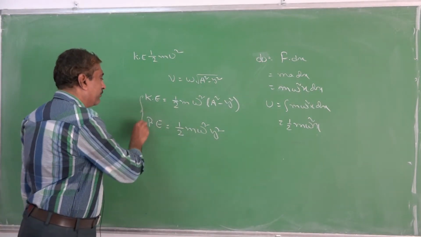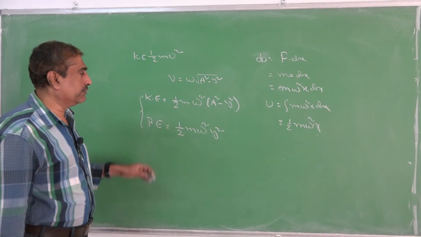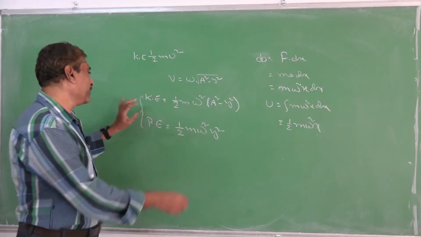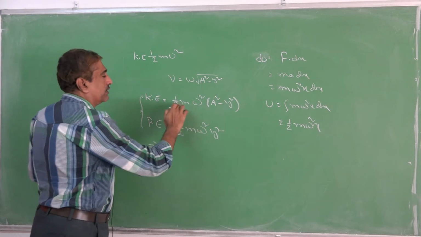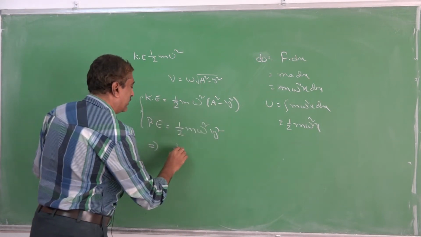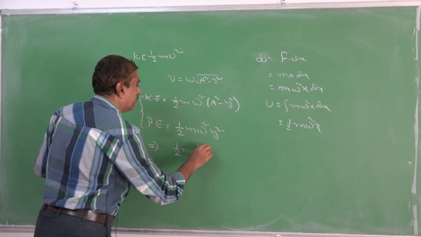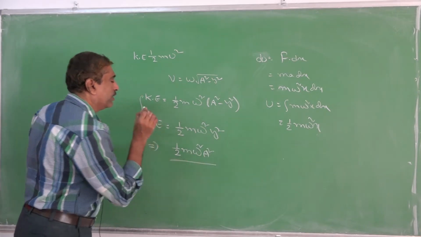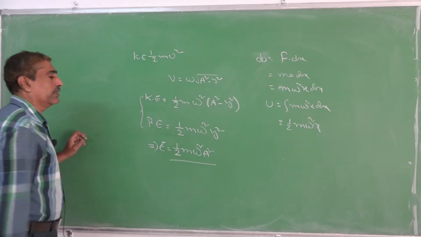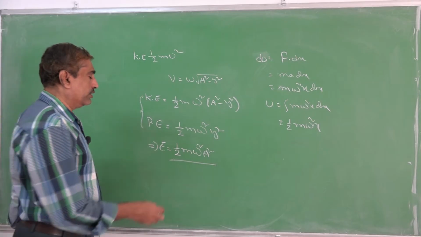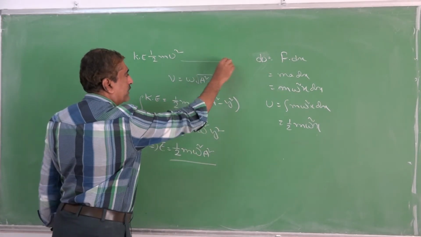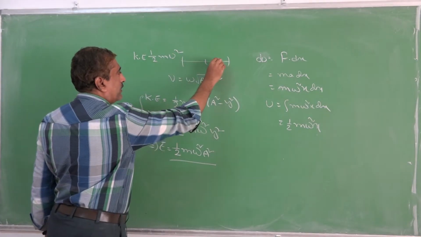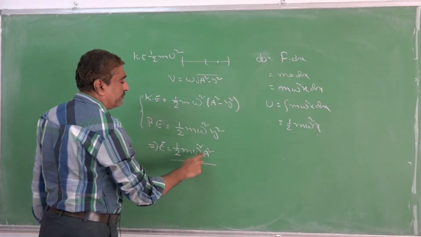So, this is the potential energy and kinetic energy of the simple harmonic oscillator. Okay. Now, the total energy of this is half m omega square a square. This is the total energy of a simple harmonic oscillator. So, it is independent of position; at any point during its motion, the sum is half m omega square a square.